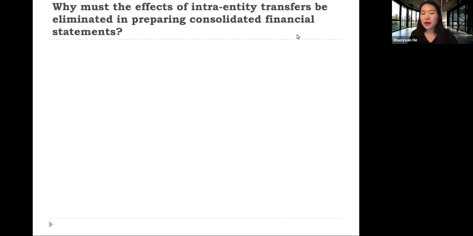So before we start to talk in detail about intra-entity asset transfer, here's a question for you to think about. When we prepare consolidated financial statements, if there are any cases of intra-entity transfer between the parent and its subsidiary, we need to eliminate the effect of intra-entity transfers. And then the question is, why do we need to do that? Please take 5 minutes, think about this question, and you can pause your video for now.